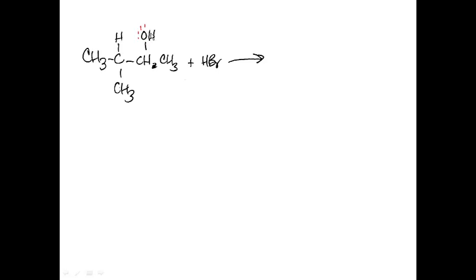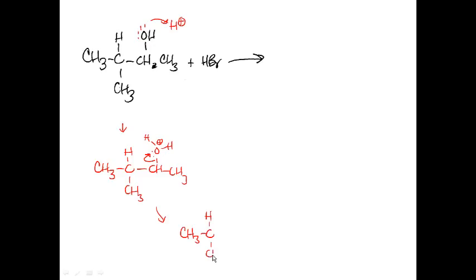Instead, if I was to protonate the OH, I would end up forming this oxonium ion. Now in this case, the carbon oxygen bond could break. I could lose water here to then form that secondary carbocation, which is stable.